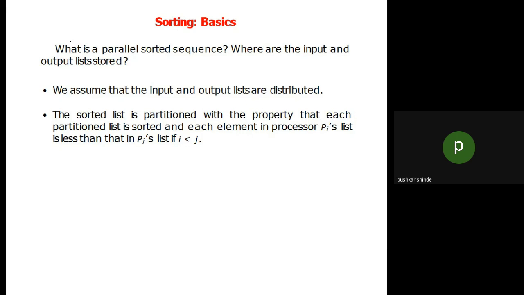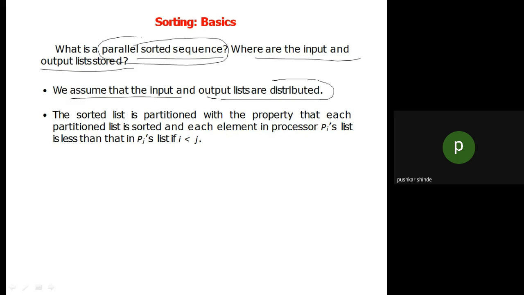Now some other sorting basics. What is a parallel sorted sequence? Where are the input and output lists stored? So how is a parallel sorted sequence kept, and where are the input and output lists stored on the parallel platform? We'll discuss how it works on a parallel platform. We assume that the input and output lists are distributed on the parallel platform.